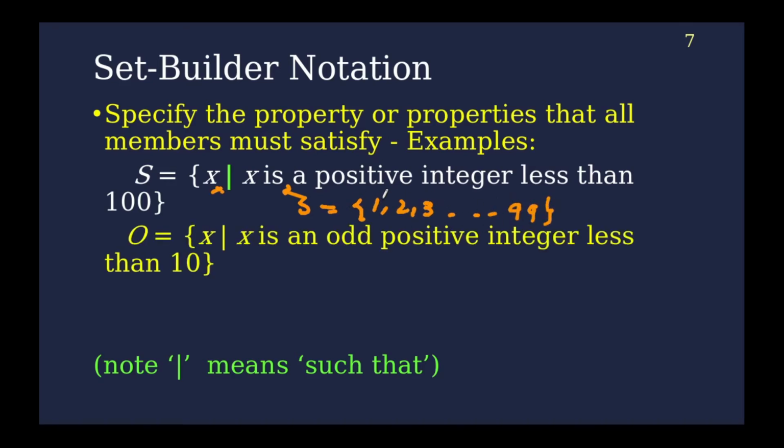So this is the definition. That means one element is satisfying the property, it is a positive integer and less than 100. 2 is a positive integer less than 100. 3 is a positive integer less than 100. Similarly, 99 is a positive integer less than 100.